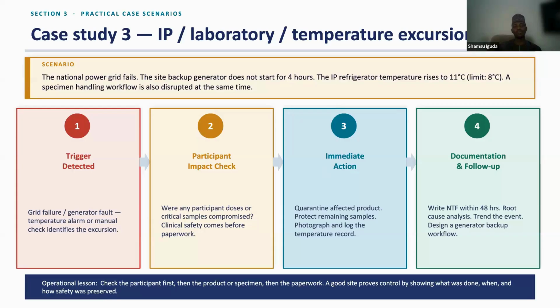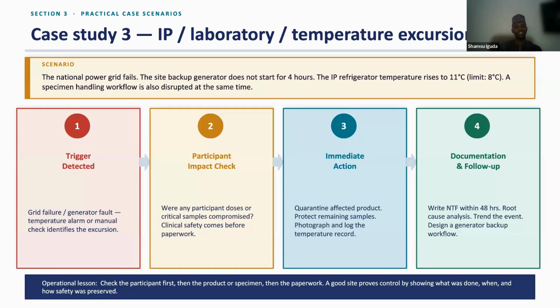Over the next 4 hours, before power is restored, the investigational product, maybe a certain drug, has its temperature rise above the required maximum level, maybe if the limit has been set to 8 to 11 degrees Celsius. At the same time, a batch of specimens that needed to be processed within a 4-hour window is now delayed because the centrifuge and freezer are also affected. These are things that can happen in our setting, low and middle income settings. So it's not something new.